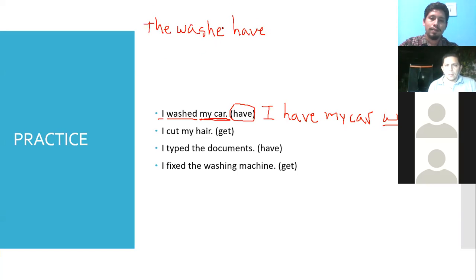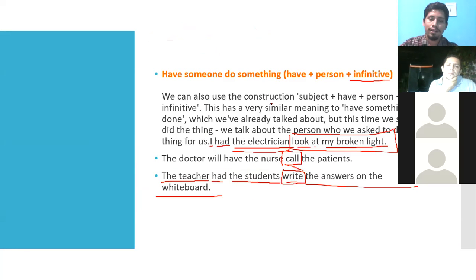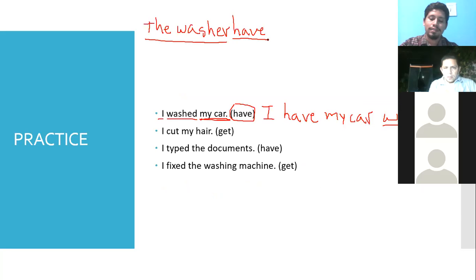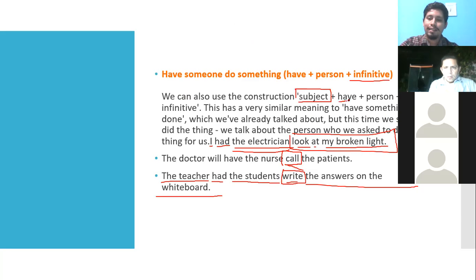I mean washer with an R. The washer, in this case, check it out, we're identifying the subject. This is the subject, a washer. Then we have to use have. Here we have it, have. And in this case, we are going to use a person, a person plus infinitive. Like this.